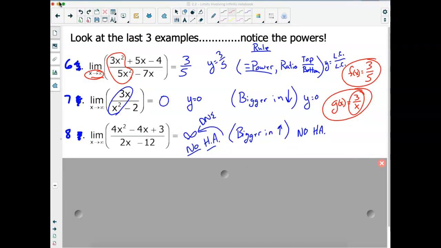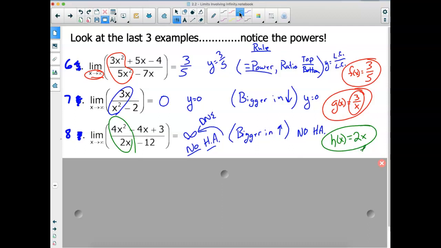This last one is the coolest thing since sliced bread. I'm going to go green there. I'm going to take my biggest powers, and when I take 4x squared and divide it by 2x, what do I get? I'm going to say my h of x end behavior model is going to be 2x. That's a line with a positive slope going up, isn't it? Now this had no horizontal asymptote. It had no limit. The limit didn't exist because it was going to infinity.